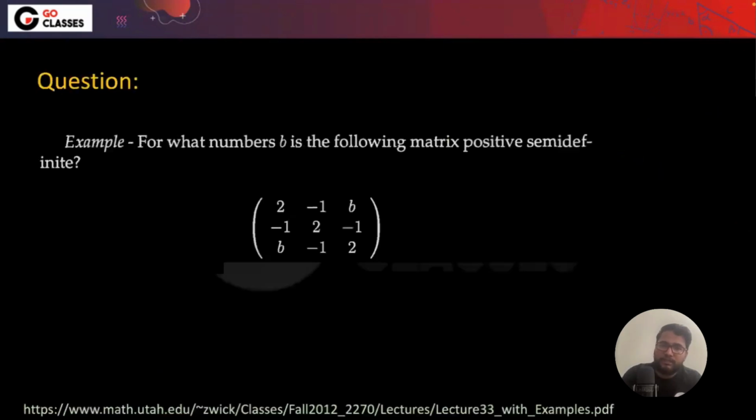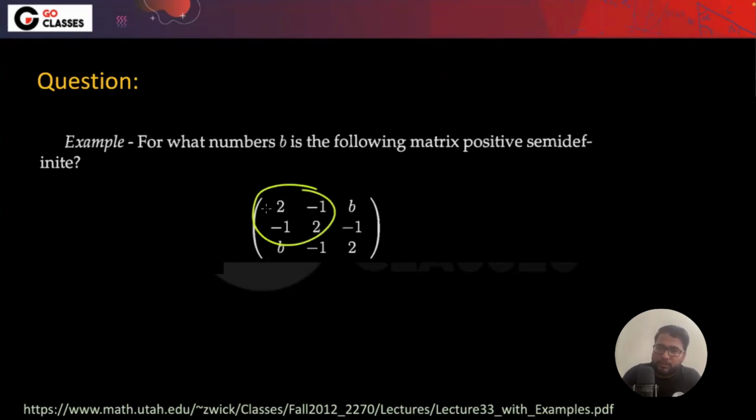Now let's see this example. For what numbers b is the following matrix positive semi-definite? So you need to find the value of b such that the matrix is positive semi-definite. I have taken this question from the University of Utah. How to solve this? You can use the eigenvalues, the pivots, or maybe the determinants.